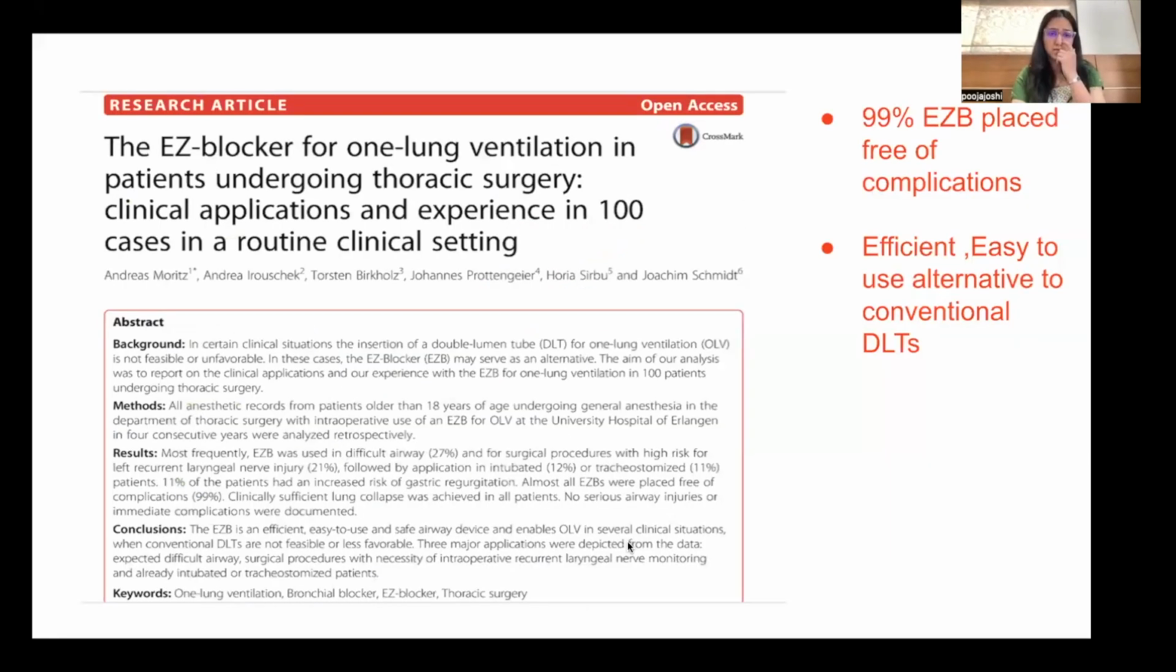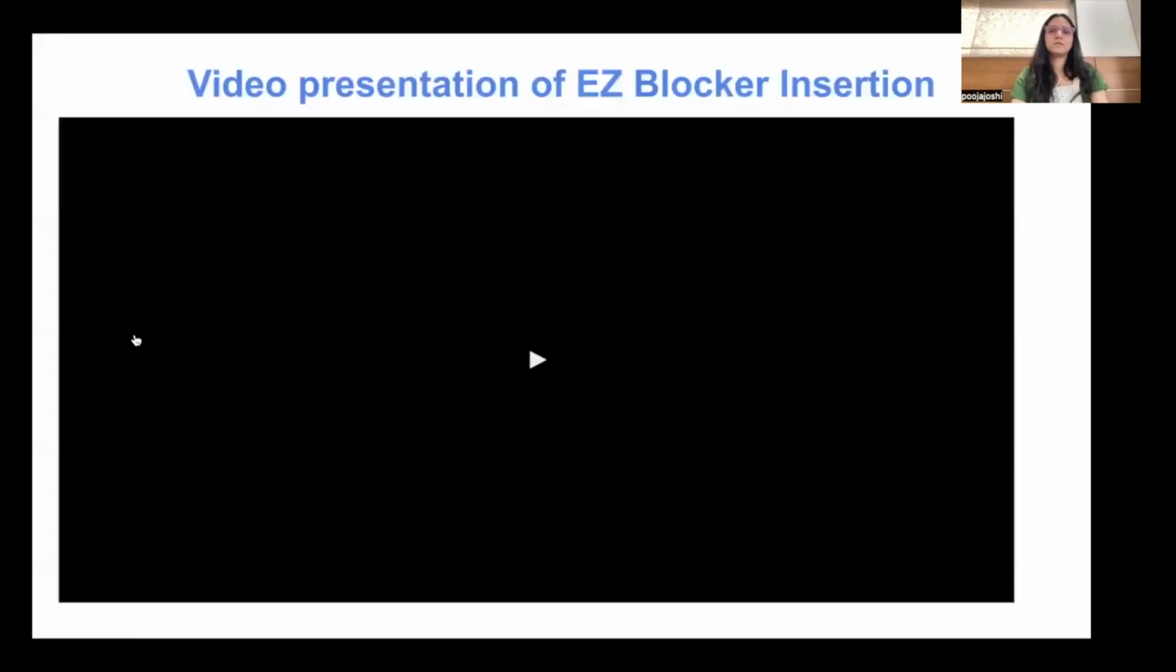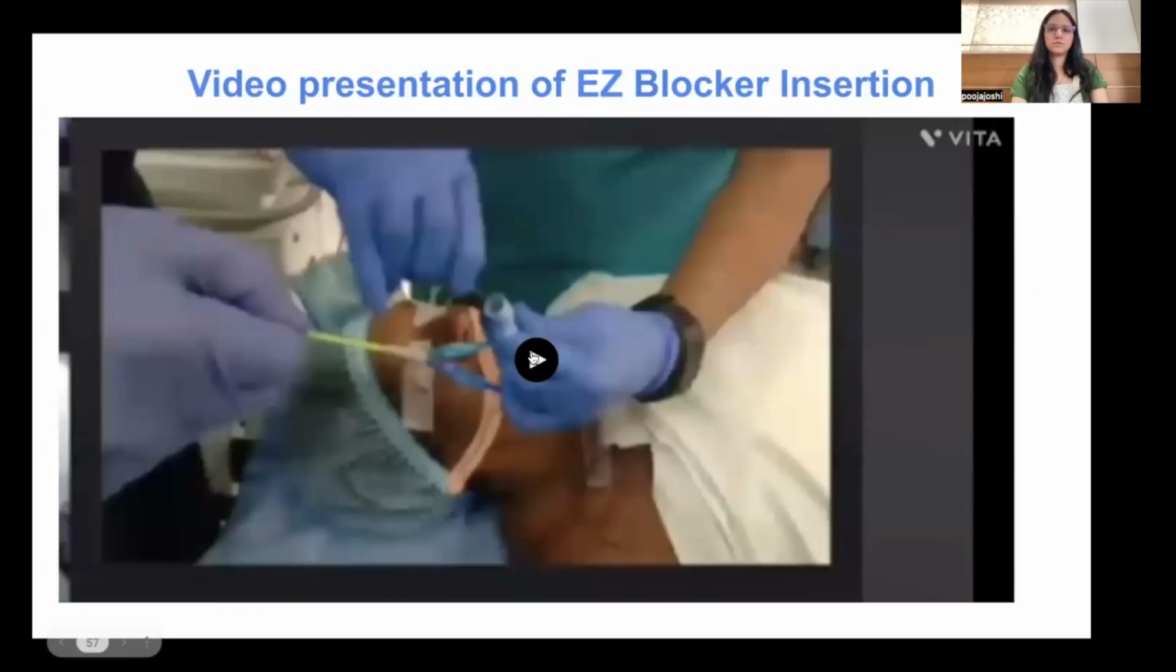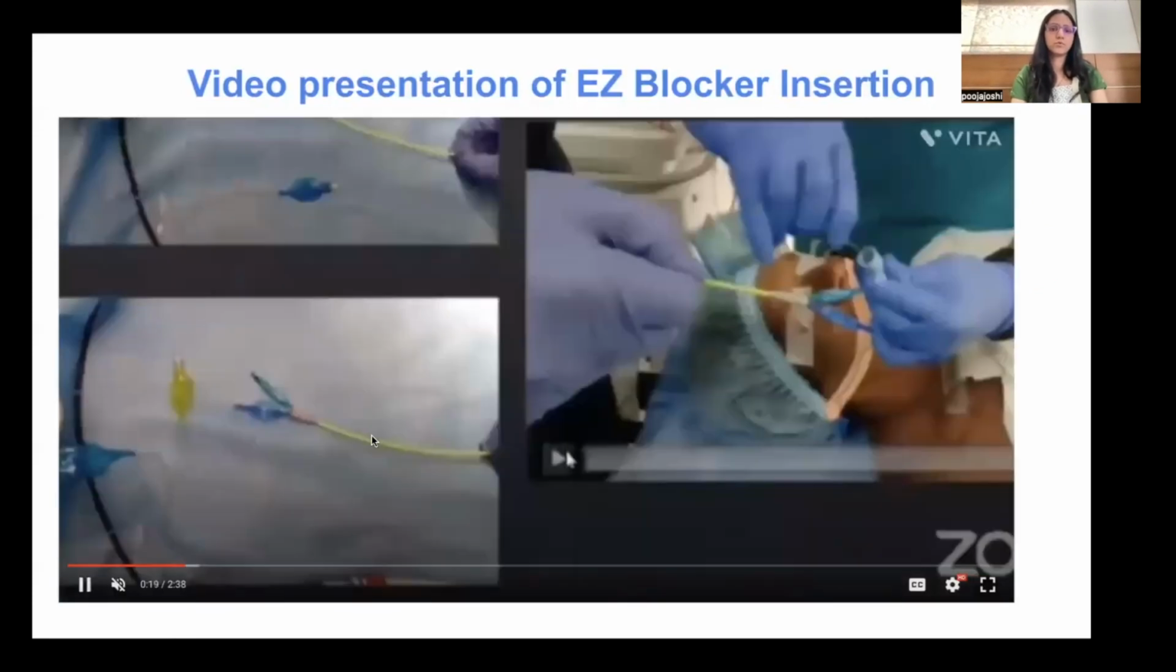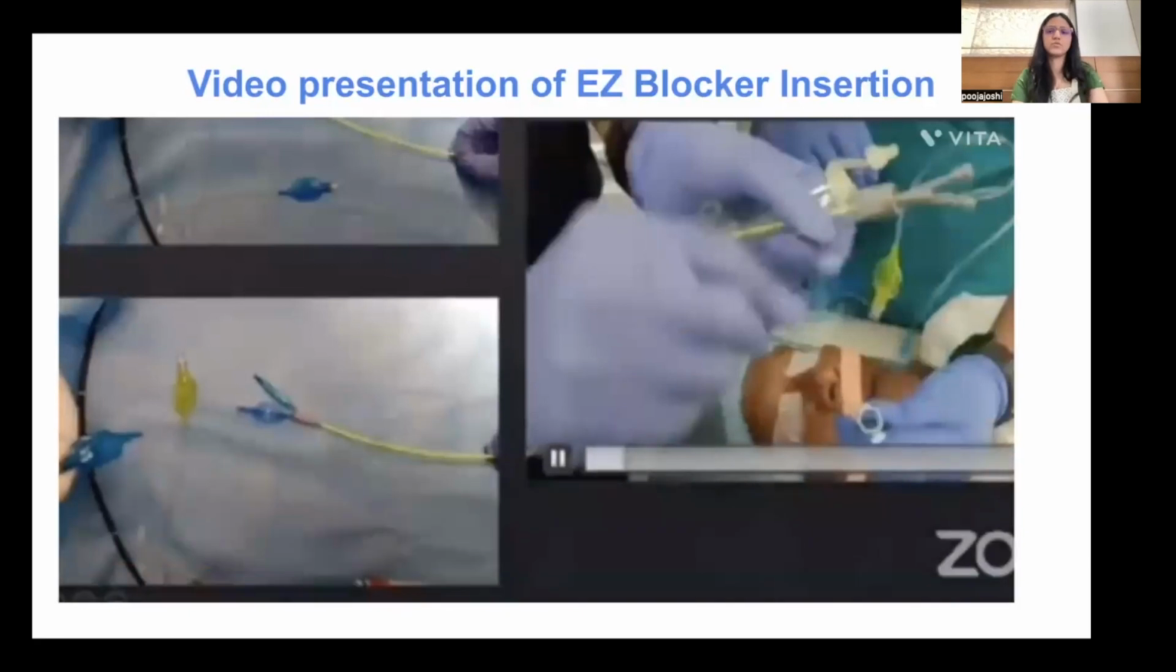And this research article by Moritz and colleagues says 99% of the EZ-Blockers are placed free of complications, and it is an efficient, easy to use alternative to conventional DLTs. Let us see the video presentation of the EZ-Blockers. Initially, you have to check both the cuffs, and the amount of air you need to inflate.